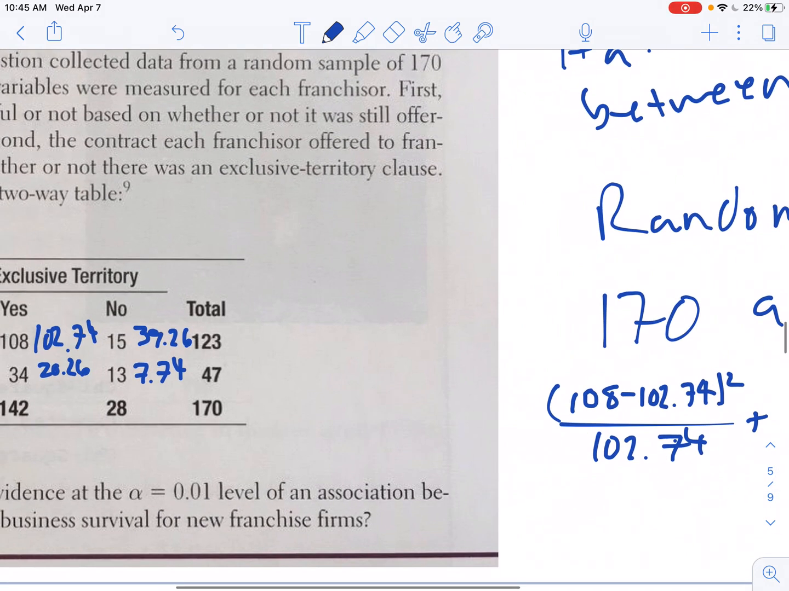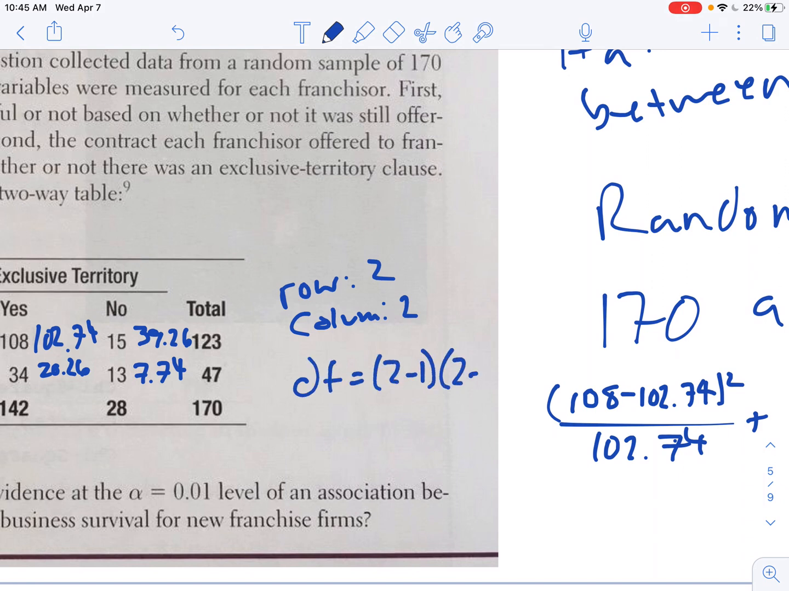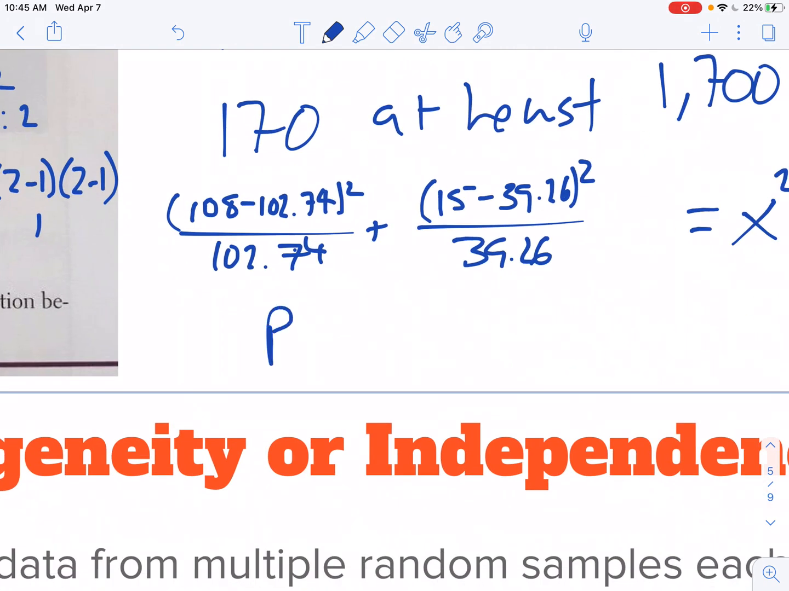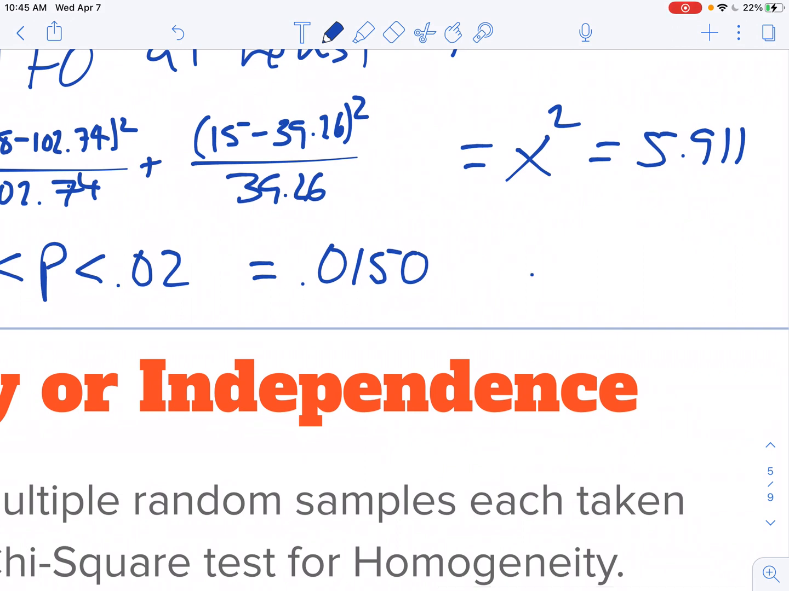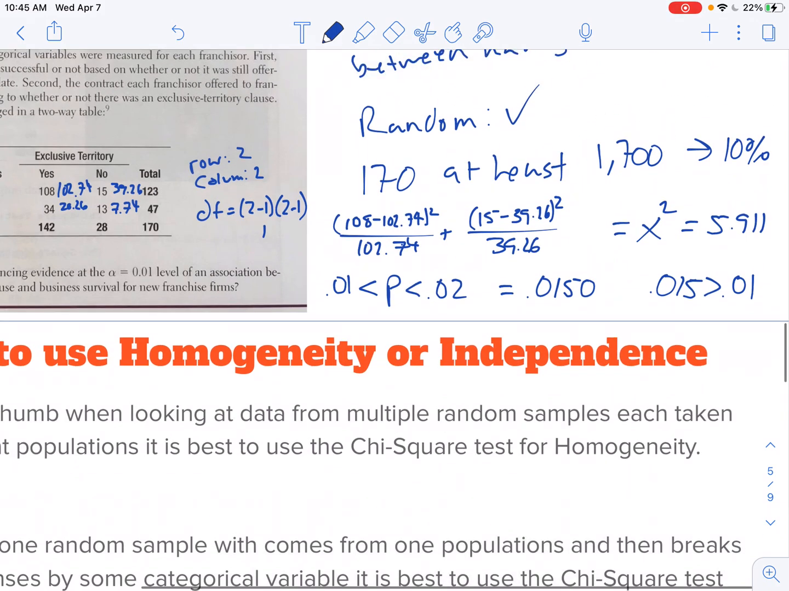And we have to look here. We've got 2 rows and 2 columns, so your degrees of freedom is 2 minus 1 times 2 minus 1, which is 1. So we only have 1 degree of freedom here. With this chi-square value at 1 degree of freedom, our p-value is going to be greater than 0.01 and less than 0.02 if we use our chart. And we actually find on our calculator that our p-value is 0.0150. Now in our case, this 0.015 is greater than 0.01, so we fail to reject the null here.